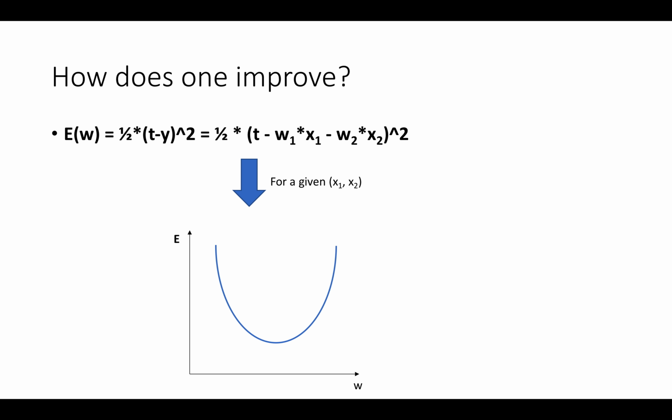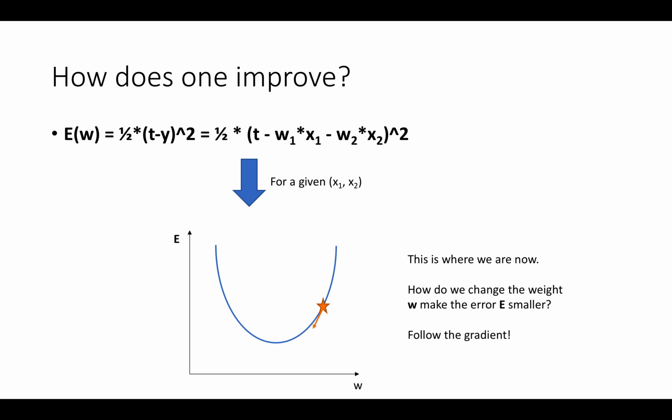Actually, it is a real parabola here. And our current state would be somewhere here. So the question would be, how do we change the weight W so that the error E becomes smaller? And well, we know how to do that. We follow the gradient to the minimum. And let's do just that.